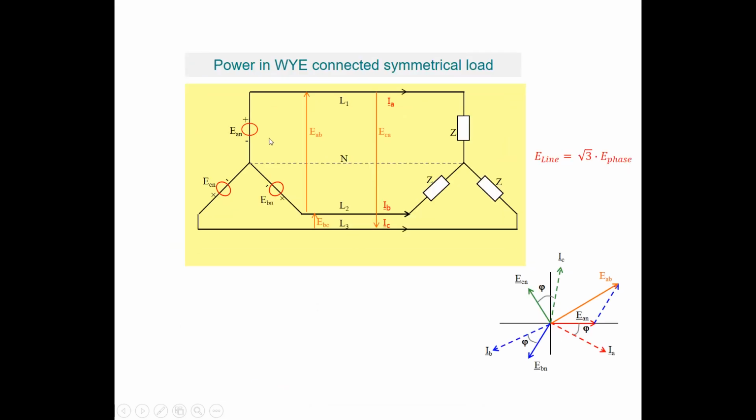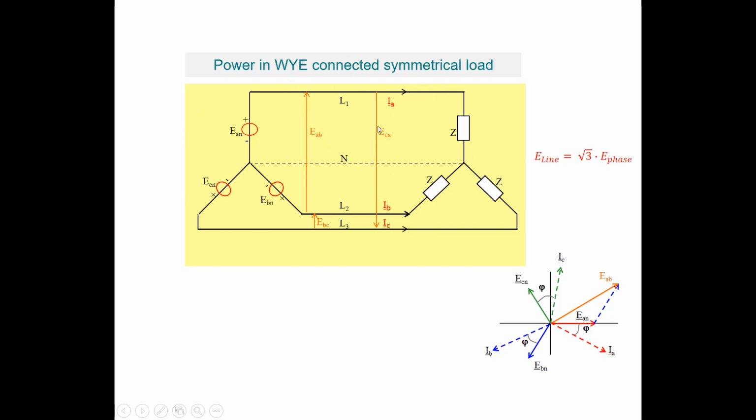Okay, now let's look at the power and loads, and we can connect the load either in a Y-connected situation or in a delta-connected situation. This is called a Y-connected situation because it resembles the letter Y. So we call it a star or a Y-connected load system. Let's start off with the power in a Y-connected symmetrical load.